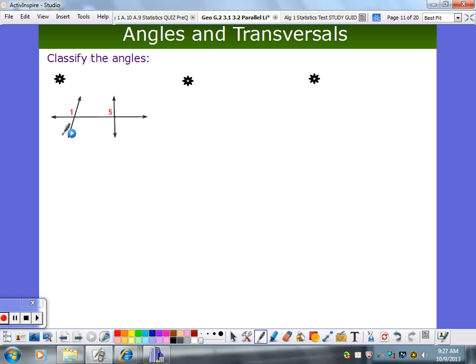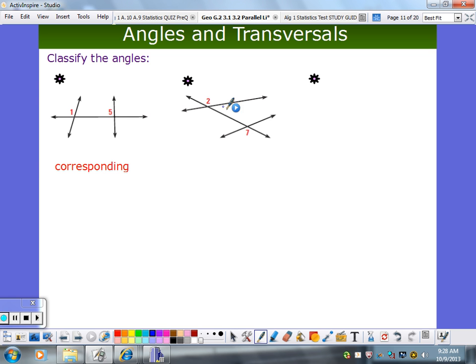Let's classify these angles. What kind of angles are those? Corresponding, how do you know? Yeah, because this is top left, top left. What is that going to be?